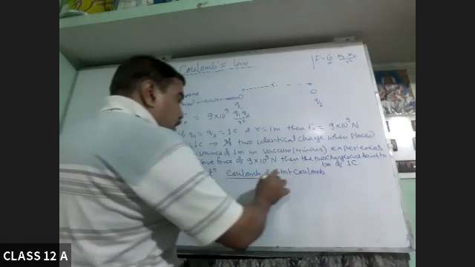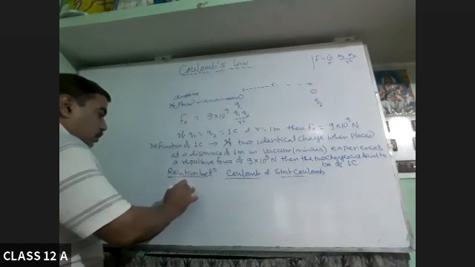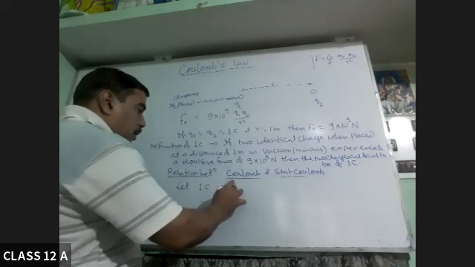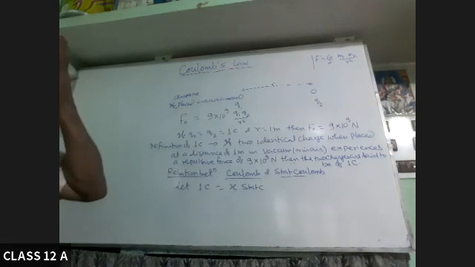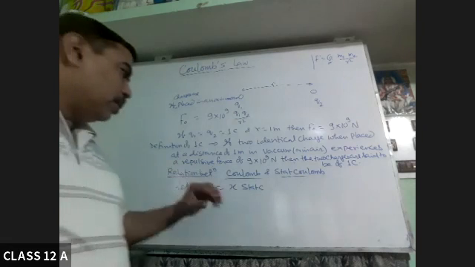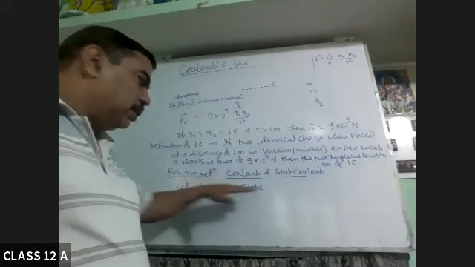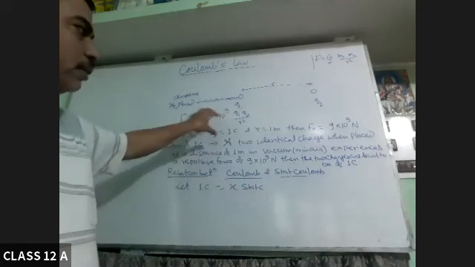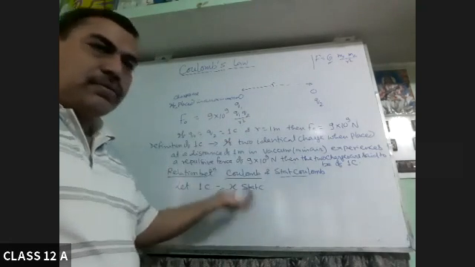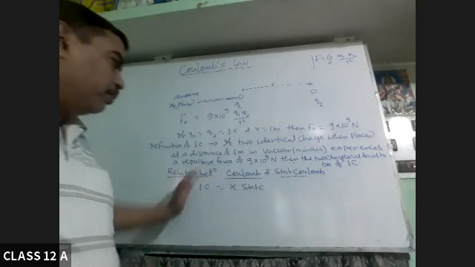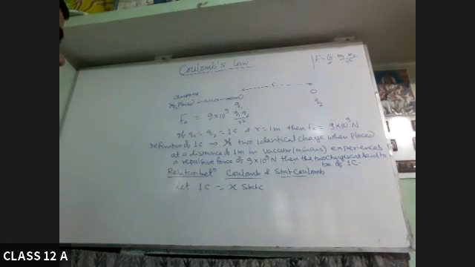Now this one, the relation between Coulomb and stat Coulomb. So suppose 1 coulomb is x stat Coulomb. Sometimes in competitive exams, when you solve the problem, this will make it easier. Otherwise, in ISC, this is not required, because nowadays we only use this one. When you are given objective type answers, sometimes we choose the CGS unit because the calculation is very easy.